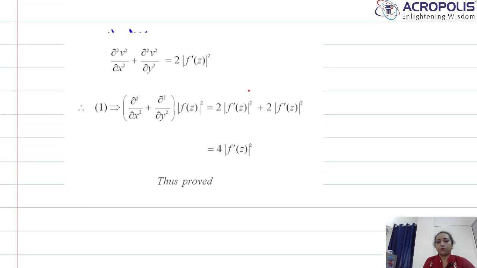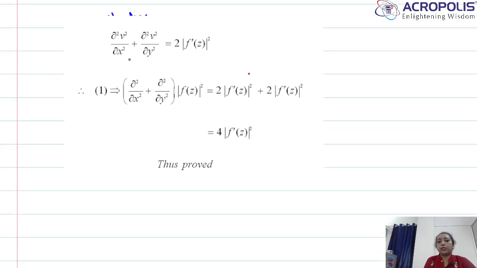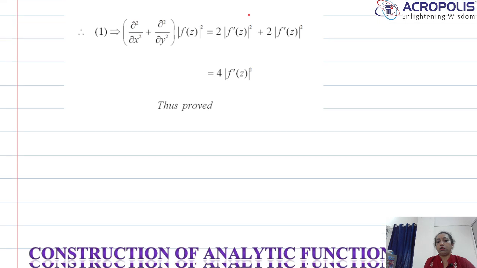Now, this is the value: ∂²/∂x² of v² plus ∂²/∂y² of v² is equal to 2|f'(z)|². So equation number 1 becomes: both the values are 2|f'(z)|². If I add these two values, I get 4|f'(z)|². So this is the proof of the question.